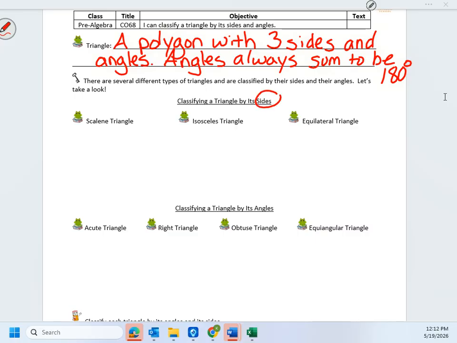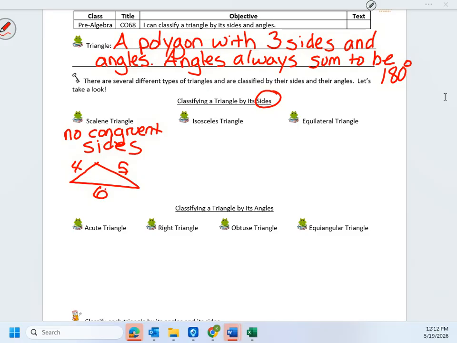Classifying a triangle by its sides. So on your help sheet, you're gonna want to write side triangles and then write these 3 triangles under it. Okay, so a scalene triangle has no congruent sides. So when you draw and label a scalene triangle, each side should have a different measurement. Labeling the sides.